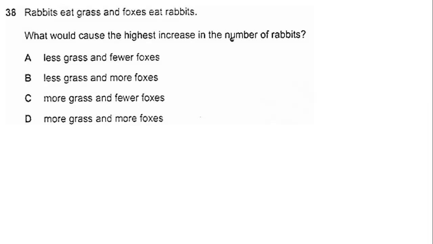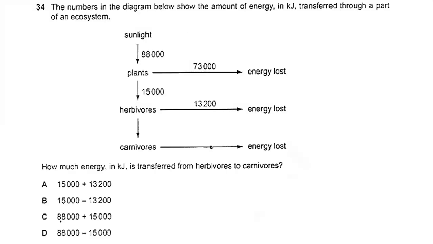Rabbits eat grass and foxes eat rabbits. What would cause the highest increase in the number of rabbits? If grass is more, the food is more, and fewer foxes means fewer animals that consume them. So this means that their number will increase.